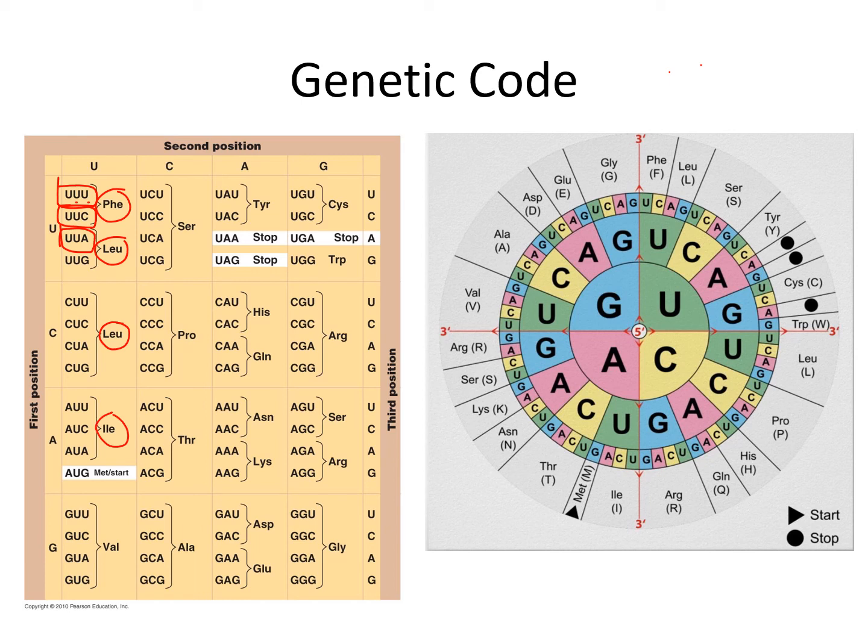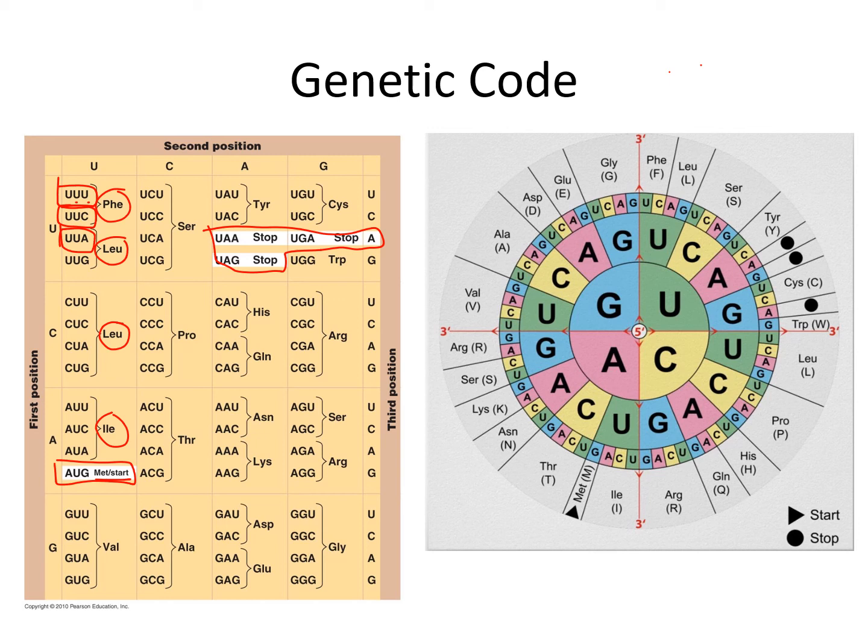But there are regulatory codons. The first one is AUG, adenine, uracil, guanine, and this is the start codon. And it will tell the ribosome where to start translation. There are also stop codons, so 3 stop codons, and those are UAA, UAG, and UGA, and this will tell the ribosome where to stop translation.